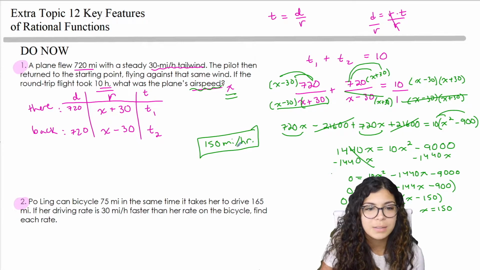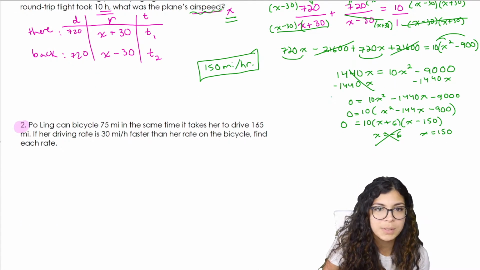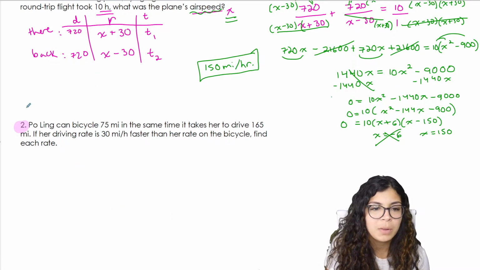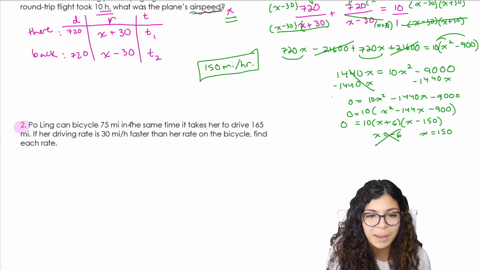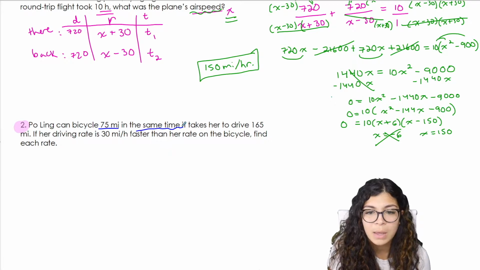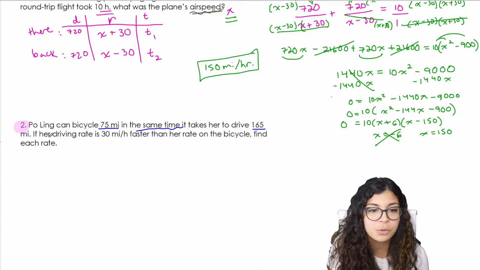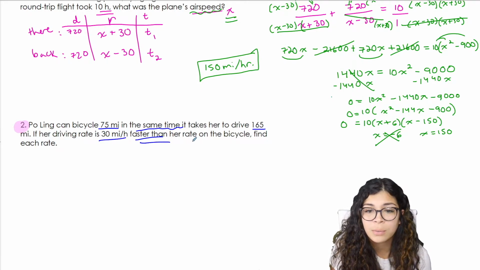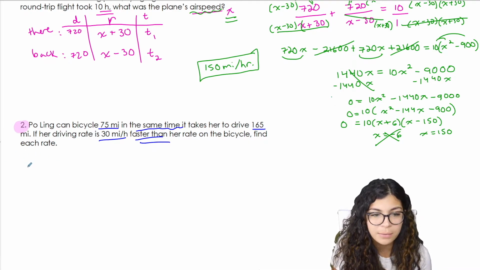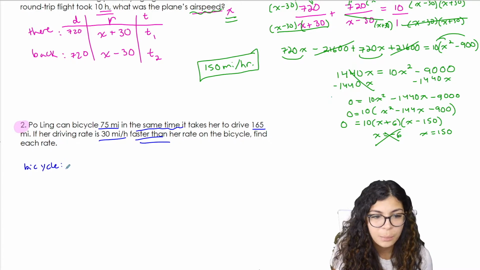Okay, let's go ahead and do number 2. Now number 2 is actually a little bit easier. Pauline can bicycle 75 miles in the same time, so the time is the same, that it takes her to drive 165 miles. If her driving rate is 30 miles per hour faster than her rate on the bicycle, find each rate. So we have two things. We have bicycling and we have driving.